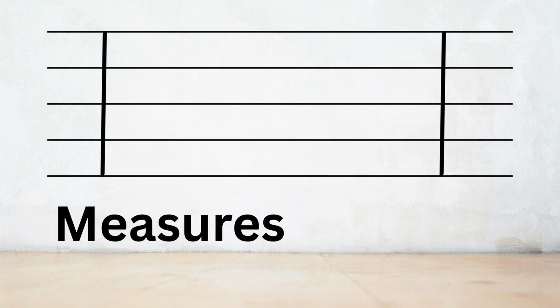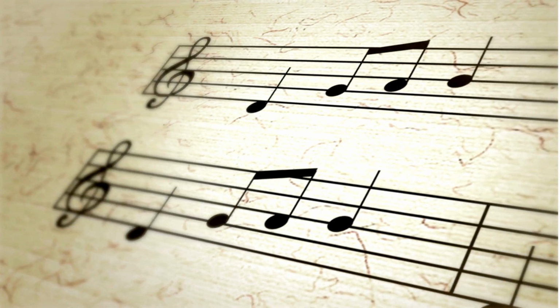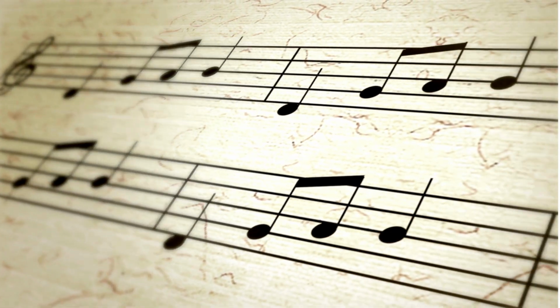You can see these measures separated by vertical lines called bar lines. Measures help us keep the music organized and easy to read.